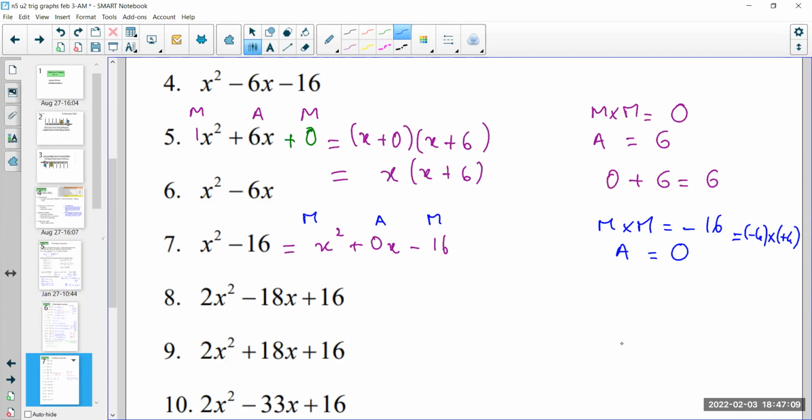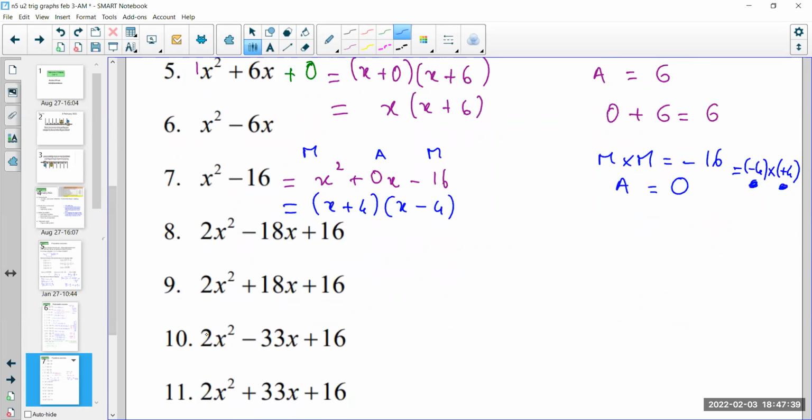Do I have to remember the difference of two squares? Not really, because I know that if I add negative 4 and plus 4, I get 0. You could just come here and say this is x plus 4 times x minus 4. Your two numbers, that one and that one. So without remembering a difference of two squares, without remembering that I need to extract a factor, I showed you how to use MAM above when you've got here a number bigger than 1.